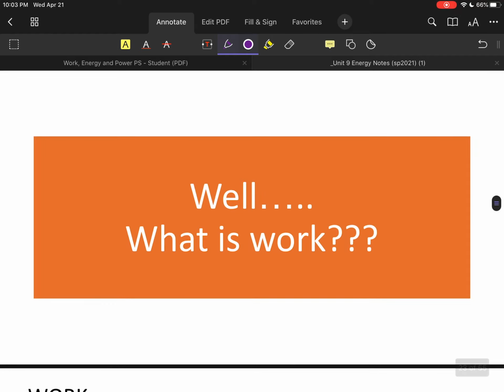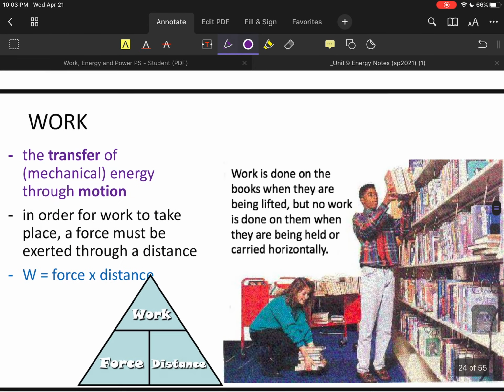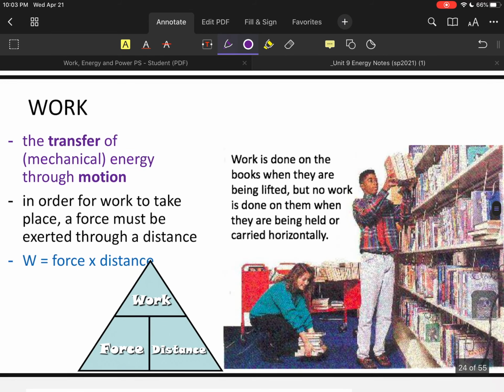So let's take a closer look at this word work and what it really means. This is going to go at the bottom of the energy notes that we took the other day. There was that little box on the bottom that had a little bit about work. We're just going to fill in the rest of that page now.